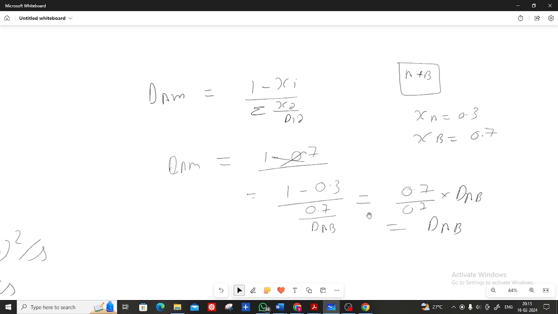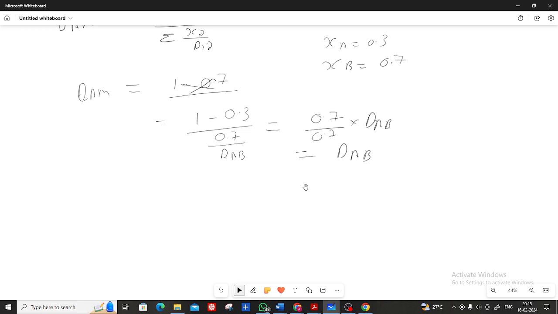So we can say that in the case of a binary mixture, the diffusion coefficient of A in the mixture is equal to the diffusion coefficient of A in B. So if they have given the diffusion coefficient of A in B, it means the diffusion coefficient of A in the mixture is given, so you need not think about it. Do you agree or not?